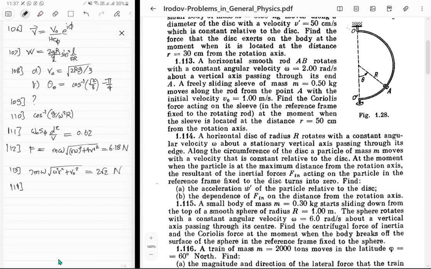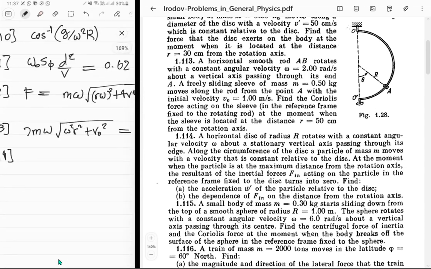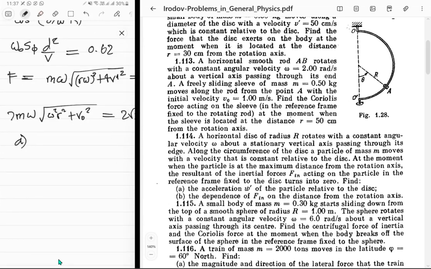Okay, so 114, I'll just do A. The acceleration of the particle relative to the disk. That's very straightforward. It's going to be omega squared r, right? Wait, the disk rotates with omega, and a stationary... Okay, what's this? And moving through its edge along its constant. Wait. You're saying it has a velocity that's constant.